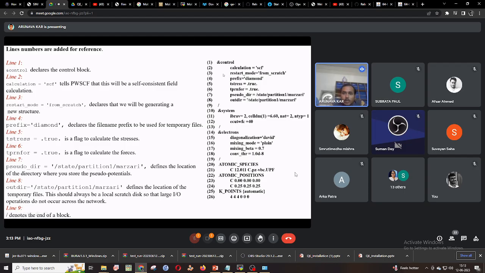Now in number 2, there is a calculation. We have put it as SCF, which means we tell the system that we want to do a self-consistent field calculation with the plane wave method.